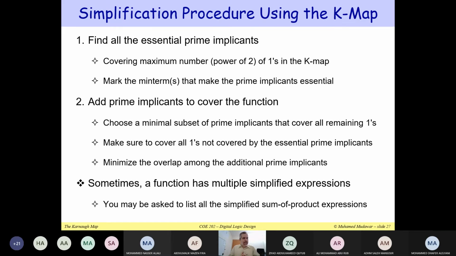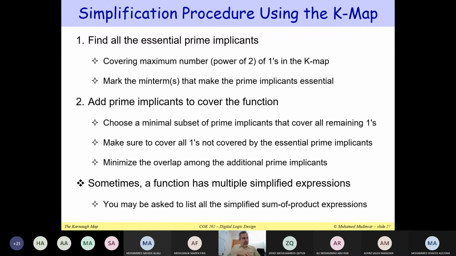So it has to be prime, so it has to cover the maximum number of ones. It has to be a power of 2, of course, as the block size in the Karnaugh map, and it has to be essential. Therefore, you have to mark the minterm that makes the prime implicant essential. Now, this is step number one: find all the essential prime implicants.